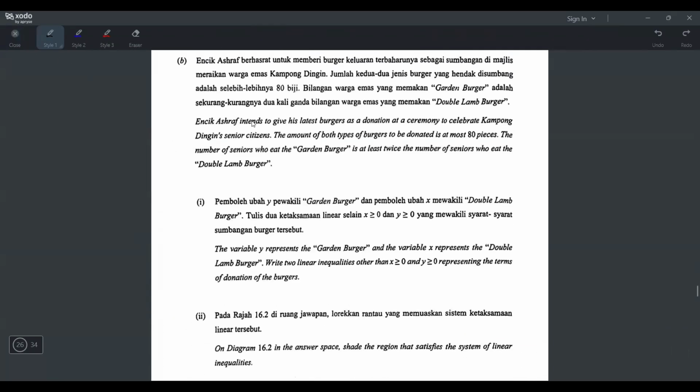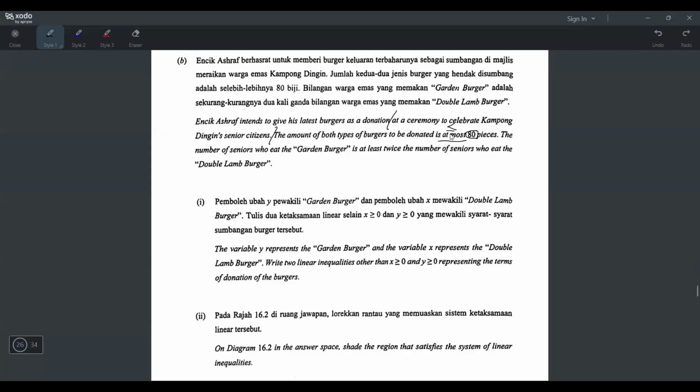Okay, let's do B. Encik Ashraf intends to give his latest burgers as a donation at a ceremony to celebrate Kampung Dingin senior citizens. The amount of both types of burgers to be donated is at most 80 pieces. I think this is a linear inequality question. I know because I see the words at most. At most means smaller or equals, right? And this symbol only comes out in the linear inequality chapter. In Bahasa Melayu, ketaksamaan linear. So this is the inequality chapter, Form 4, chapter 6.